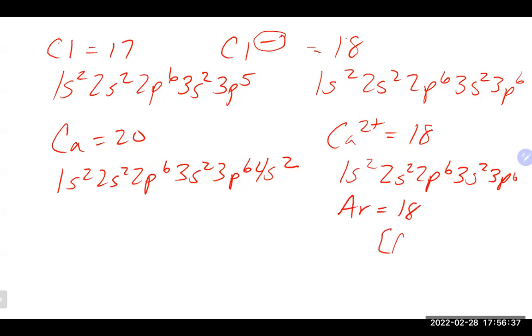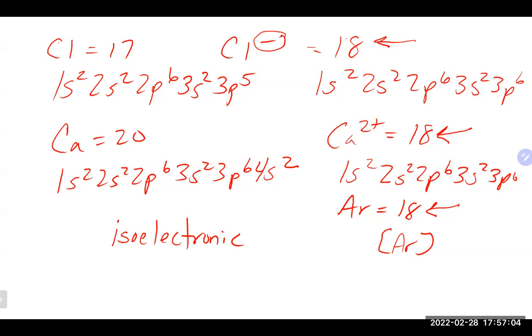So what ends up happening here is chloride, for example, with a -1 charge, calcium ion with a +2 charge, and argon, they all have the exact same electron configuration. That is what is known as being isoelectronic with each other. Isoelectronic means that there are multiple things that have the exact same electron configuration.